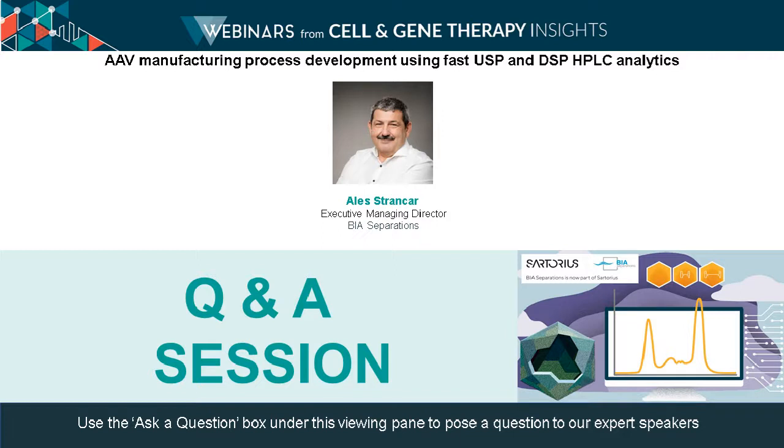Also, it's very important which detector you are using. We found out that the fluorescent detector is the most accurate when it comes to the quantification of empty and full of the pure sample. If the sample is very complex, like in the harvest, then MALS detector would be the best.